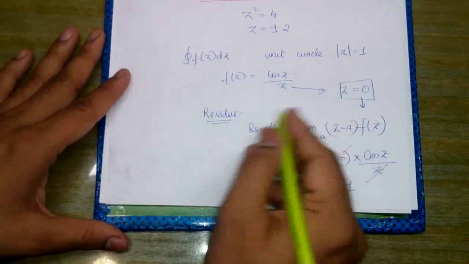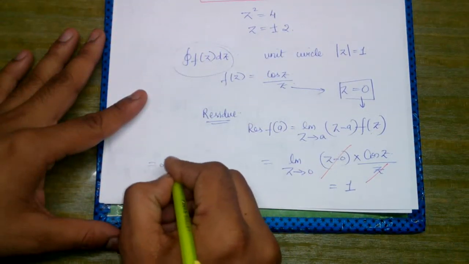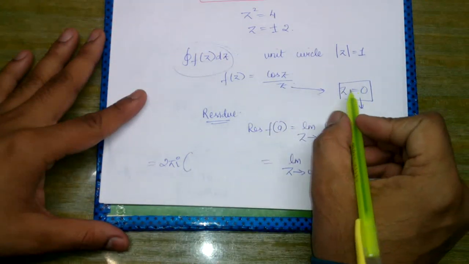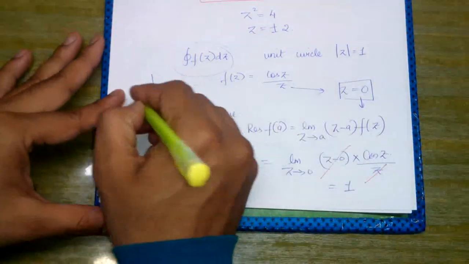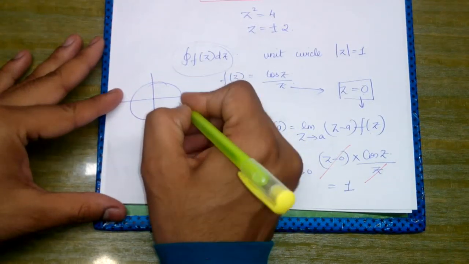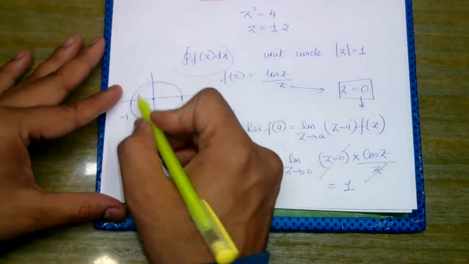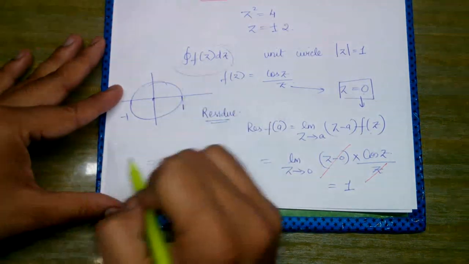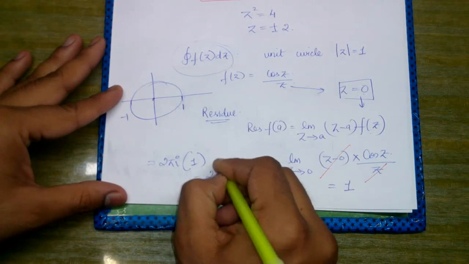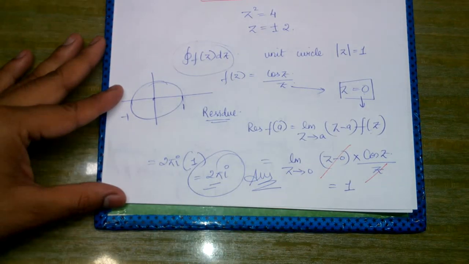Okay, so what would be the integral? The integral equals 2 pi i into the residue within the closed curve, because z equal to 0 definitely will be included within the closed curve, or the circle, which has a radius of 1 unit. So 2 pi i into 1 equals 2 pi i. So this is the answer.